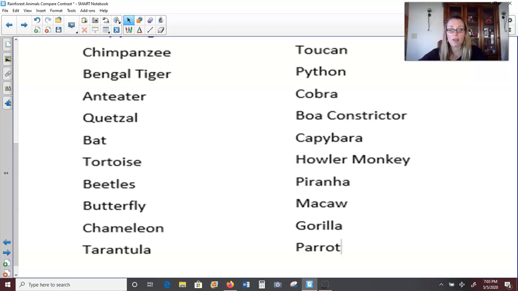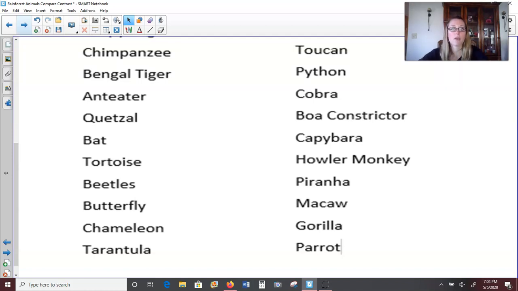So I encourage you to just do a quick little Google search or on any search engine, type in rainforest animals and check out a couple different websites that come up. And I'm sure you will come across a different type of animal, maybe one that you've never heard of before, that lives in the rainforest.